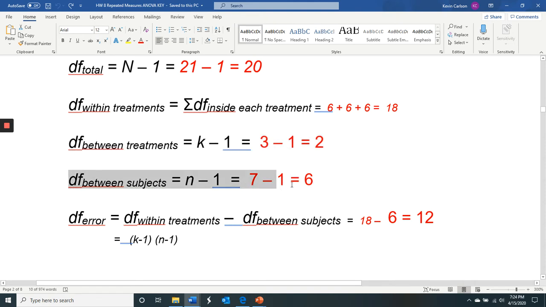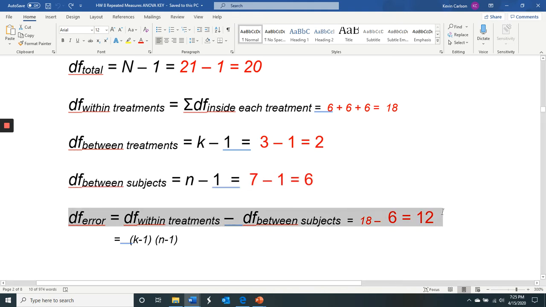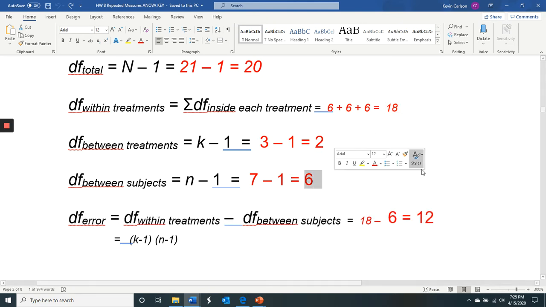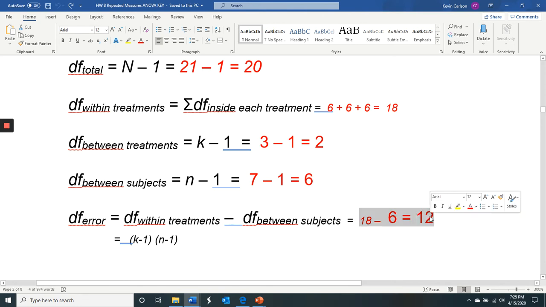Then our degrees of freedom between subjects is small n minus 1. Remember, small n is how many things do you have? Well, we have 7 hospitals. So small n is 7 minus 1, so 6 degrees of freedom for between subjects. And then degrees of freedom error is always going to be within treatments minus between subjects. So in this case, degrees of freedom within minus degrees of freedom between subjects. So up here, we found within was 18. Between subjects was 6. So 18 minus 6, we have 12.